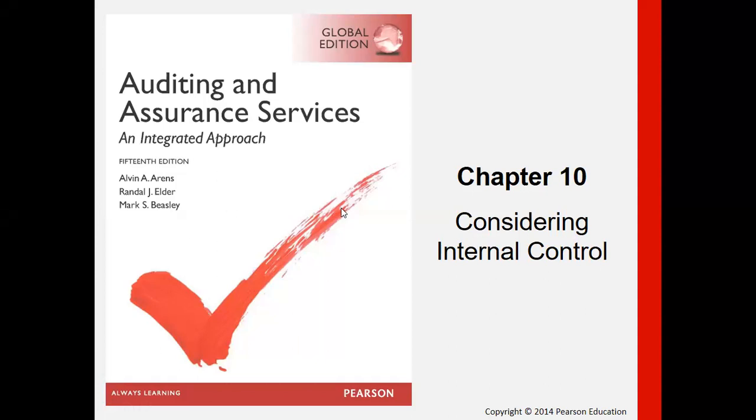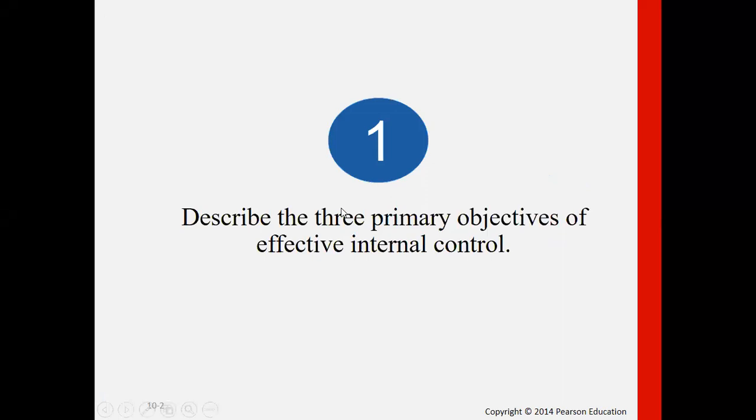For this particular topic, we have objectives, and we will begin with describing the three primary objectives of effective internal control. Internal control, by the way, refers to any system, process, or procedures that would ensure we achieve the objectives, these three primary objectives that we are going to tackle later.